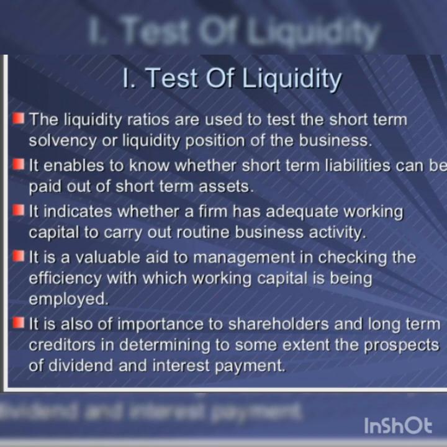Liquidity in the ratio means ability to repay the loans. The ratios calculated to ascertain the short term solvency of the company are known as liquidity ratios. The liquidity ratios are used to test the short term solvency or liquidity position of the business. It enables to know whether short term liabilities can be paid out of short term assets. It indicates whether a firm has adequate working capital to carry out routine business actively.